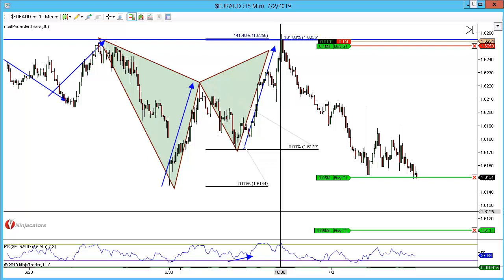We've got a complex pullback, fib confluence, we had the RSI, we had structure holds, we had the trend continuation, we had the Gartley pattern, we had lots and lots of confluence for trend continuation, and based on my rules that means that we wait for a retest of this structure level that we're testing for the third time.